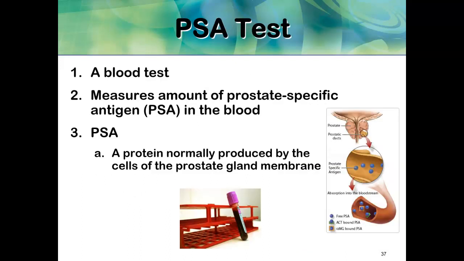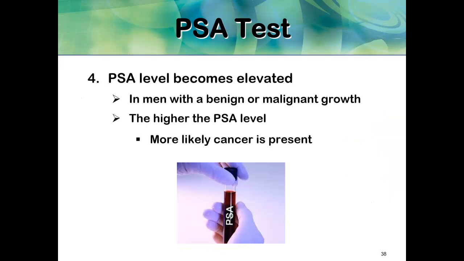The PSA test is a blood test, and this is a test that is ordered for many men. The goal is measuring an amount of what's called prostate-specific antigen, which is a protein that is normally produced by the cells of the prostate gland. The prostate will release PSA into the blood, and then this test is going to check the levels.